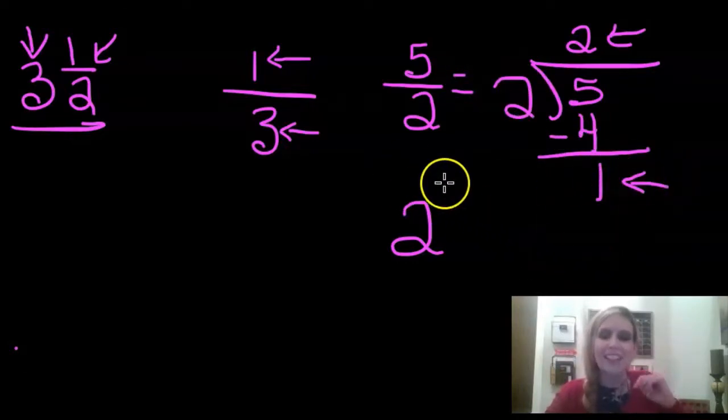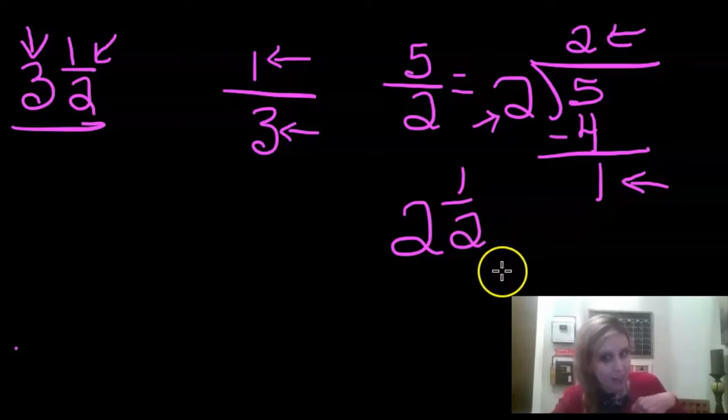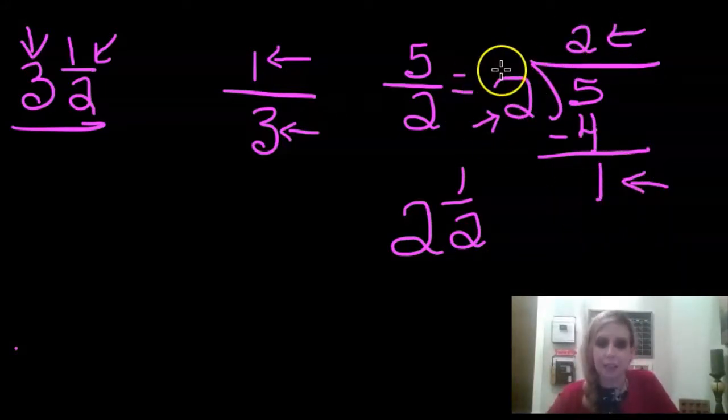Yes, the 1. The 1 is my numerator. The remainder is the numerator. All right, so then that leaves 2 as my denominator. The number on the outside of the house is always the denominator. Okay, whole number, numerator, denominator.